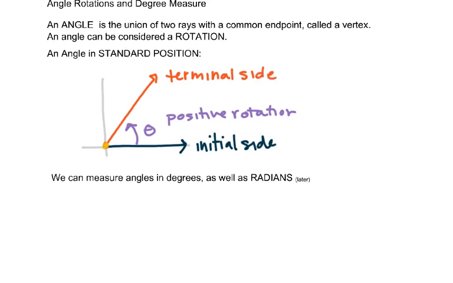So right here, the point at the origin where the two rays have this common endpoint, this is our vertex. And so what we want to notice, this is a positive rotation. Positive rotations are going to come off of this positive x-axis, and they're going to go in a counterclockwise direction. All right, so it's a positive counterclockwise rotation. So we measure angles in degrees and also radians. We'll talk more about that later.